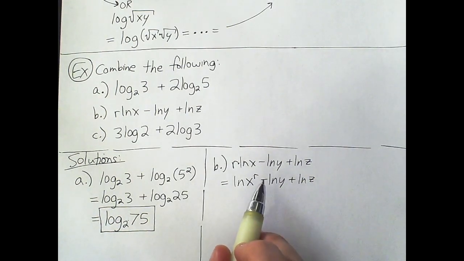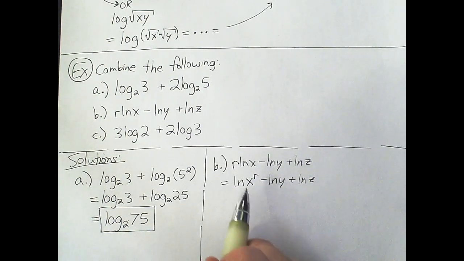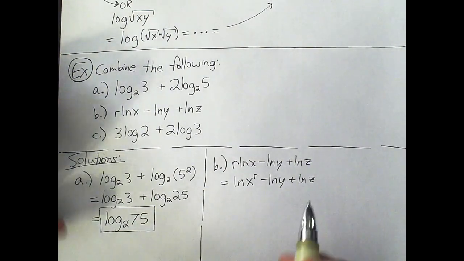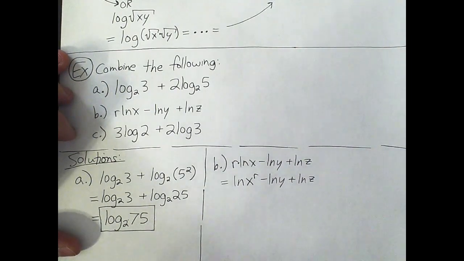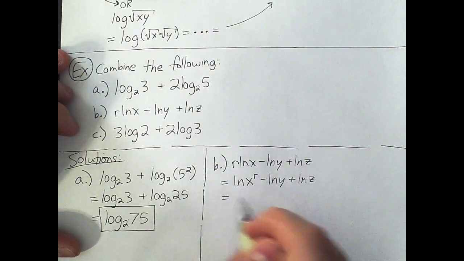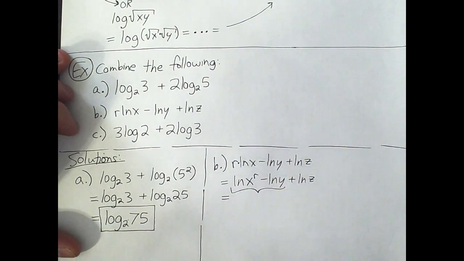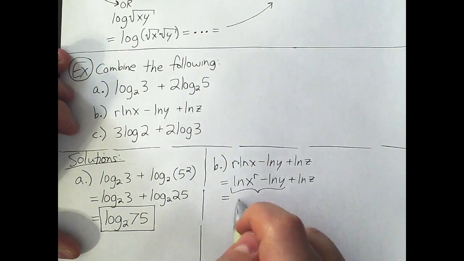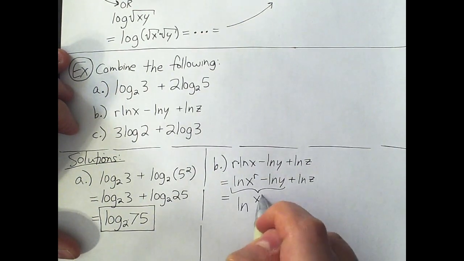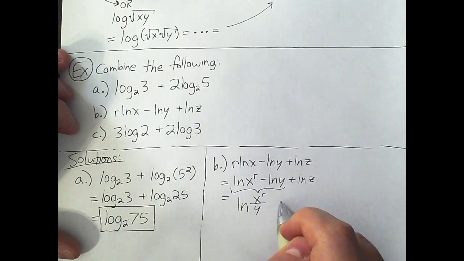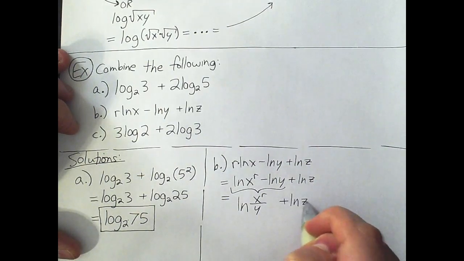We need to deal with the minus sign first, because it's to the left. When you have pluses and minuses, you go from left to right. In order of operations, plus and minus happens at the same tier. So you read from left to right. So we're going to merge these, is what I'm saying. We're going to use the law of logarithms that says this is ln of x to the r over y. And then we still have this plus ln z out here to deal with.